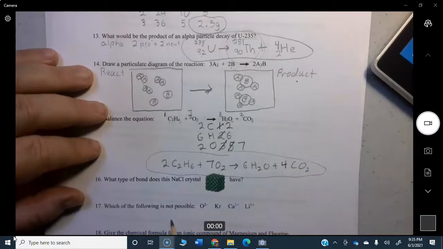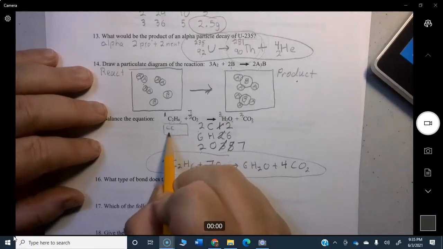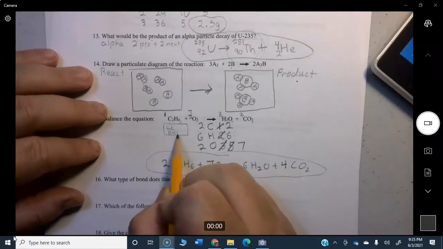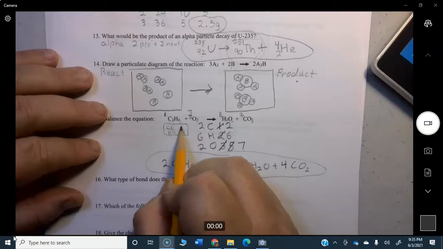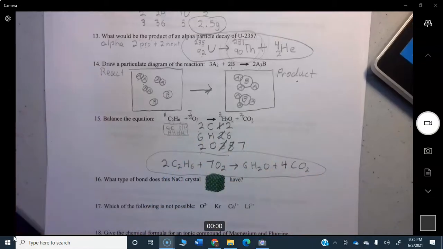Again, if you wanted to use the box method, you could do this, and you write C, C, H, H, H, H, H, H, and you keep adding boxes to whichever side has the least, okay? Go back and review that video. It's either lesson 9, 10, or 11, somewhere in there, okay?